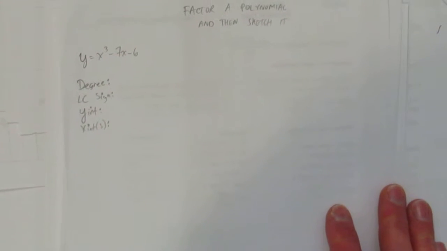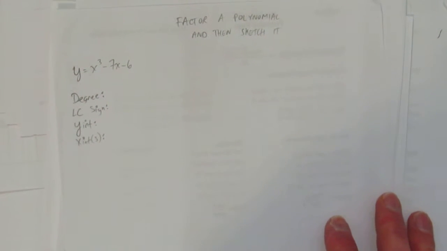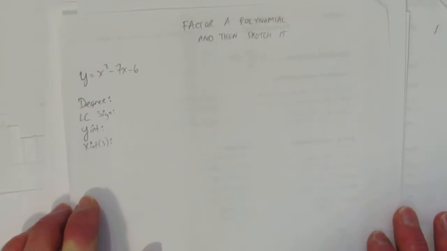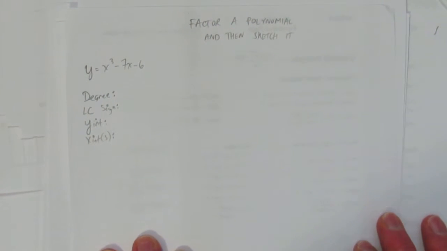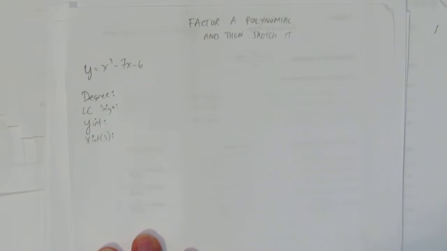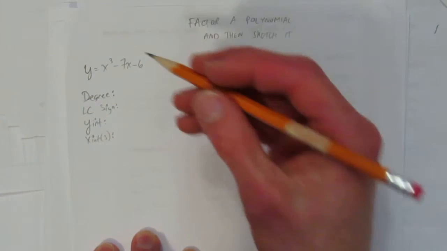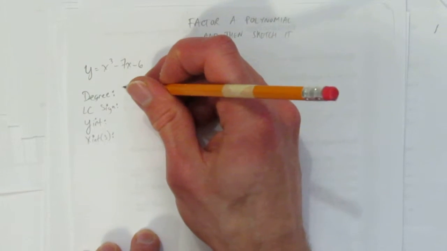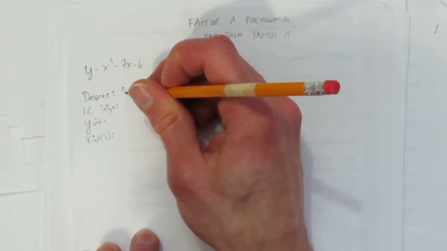In this video, we'll look at how to factor a polynomial and then we'll sketch it. Very rough sketch. So let's start by first identifying some of its properties that are going to help us when we go to sketch it. First, the degree. Clearly, the highest exponent is a 3, so this degree is 3.